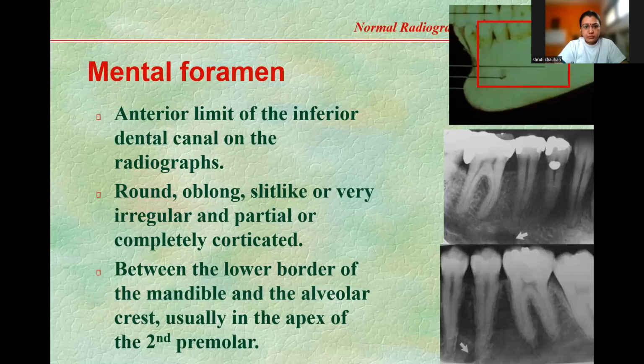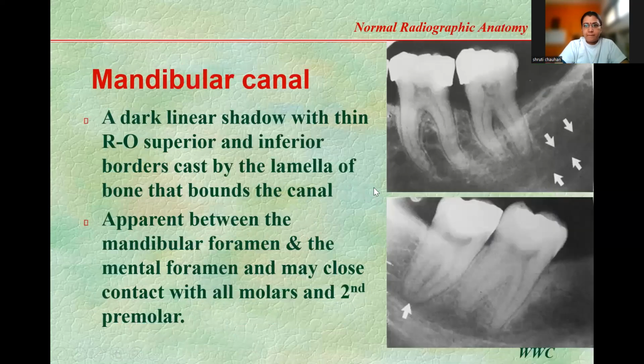Okay, so we're done with the mental foramen. Now again a very important structure, the mandibular canal. Again it is very easy to locate the mandibular canal. Trace it on your finger or on your face. See, this is your coronoid, this is your condyle. This is your ramus. In the center it will start like this. It will run below your molars, premolars, and end at the mental foramen.